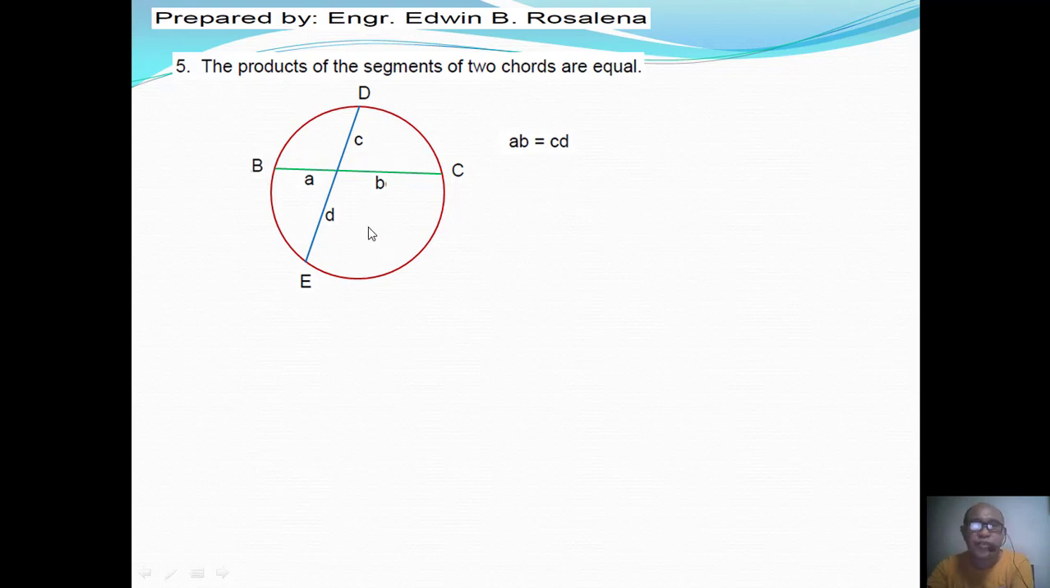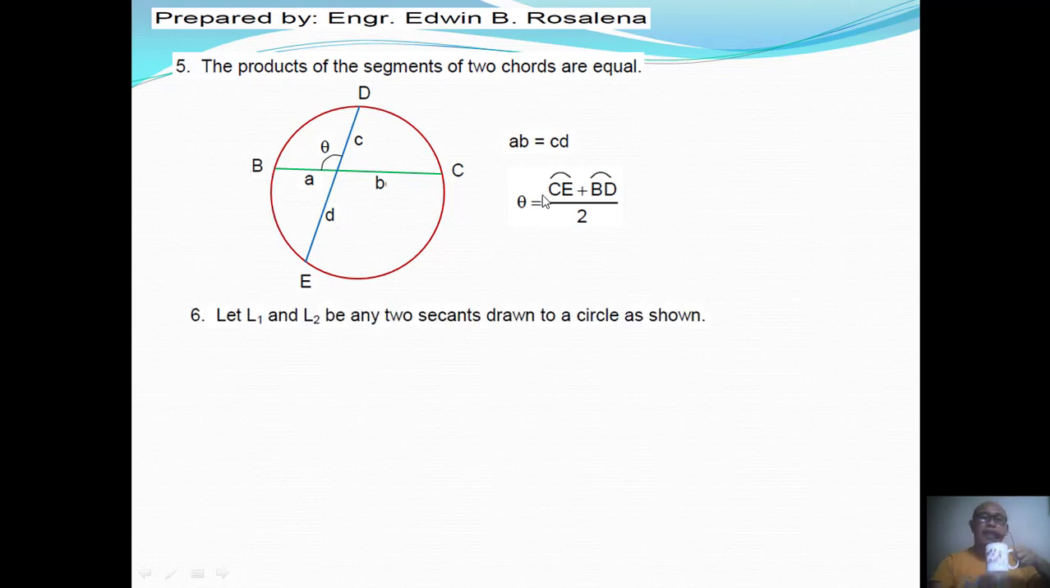Then for this, we can also solve for the angle between the two chords. I will call it angle theta. So this is the formula for angle theta: arc CE plus arc BD over 2. But take note, we know already how to measure an arc. An arc is measured as the angle from the center of the circle. So arc CE here is the measure of the angle subtended by arc CE at the center of the circle. Same with BD. Okay, next.